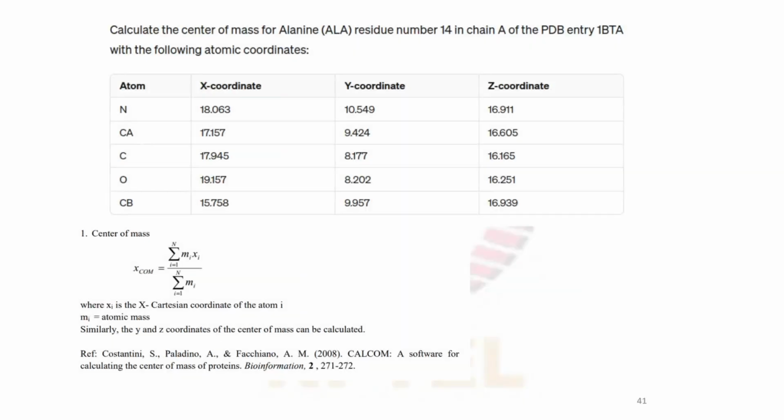Here I have given the XYZ coordinates of PDB 1BTA, and particularly this coordinate represents alanine 14. Using these coordinates, try to calculate the center of mass. The formula for the center of mass for the X coordinate has been given. Similarly, it should be calculated for the Y coordinate.